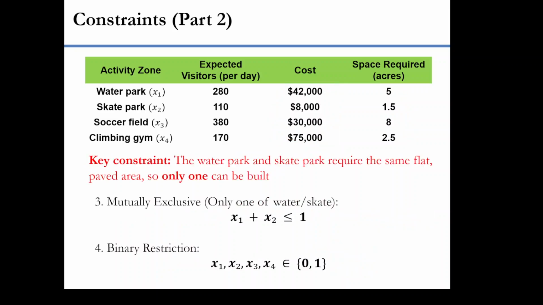Now comes the turn of the key constraint, and that is only one can be built. It's a very important constraint, and you have to focus on the wording which says only one can be built.